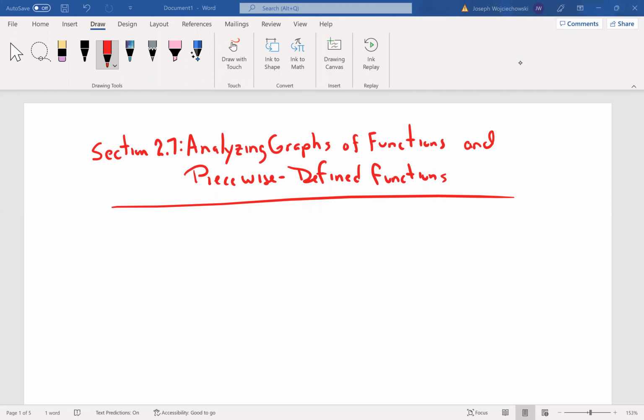Okay, today we're going to look at section 2.7, analyzing graphs of functions and piecewise defined functions. So let's start with test for symmetry. So consider an equation and the variables x and y.